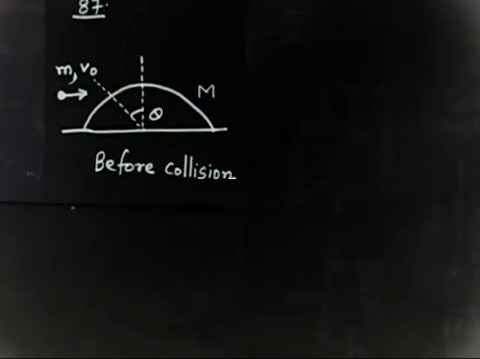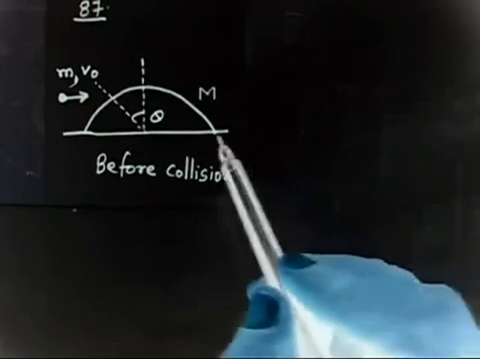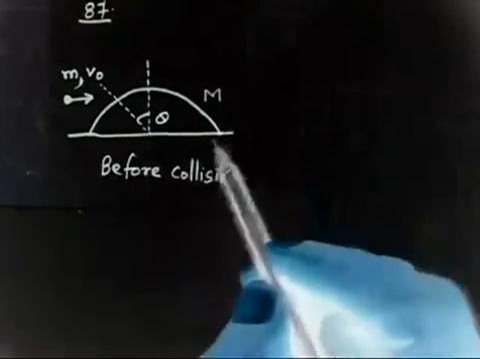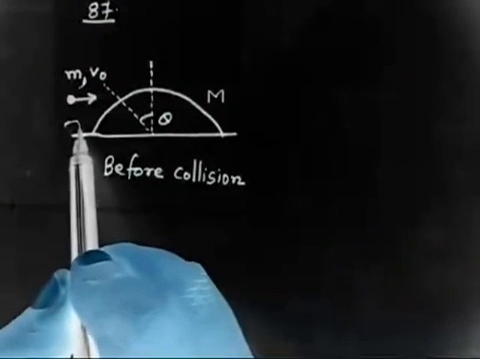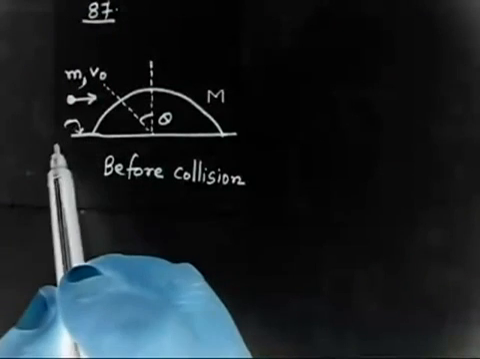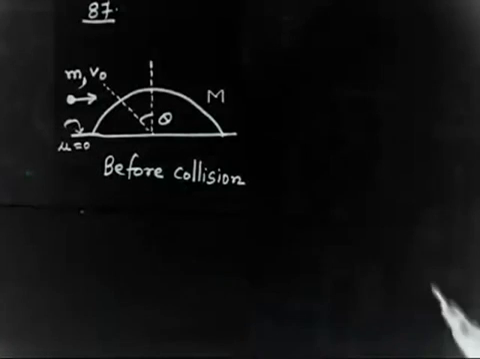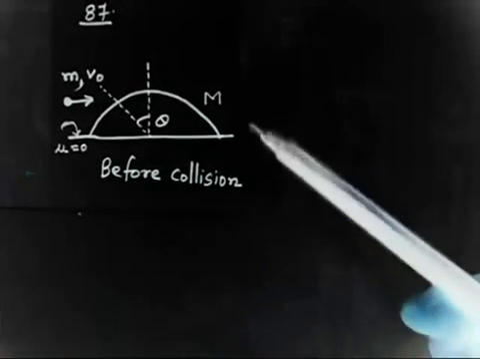Now let us discuss this problem, quite an interesting problem we have. So let us say we have a hemisphere, and this hemisphere is kept on a floor, and this is a smooth floor. So this floor is smooth, mu is equal to 0, you can say. So for this floor, mu is equal to 0, and the mass of this hemisphere is capital M.